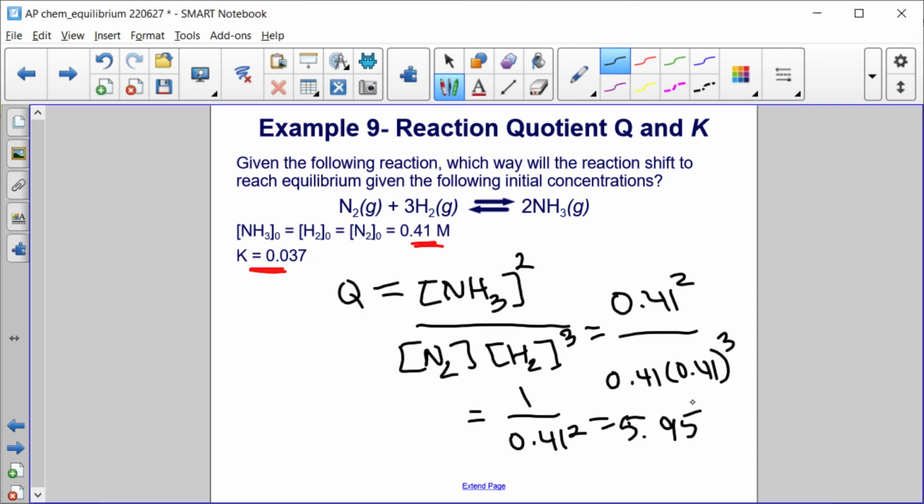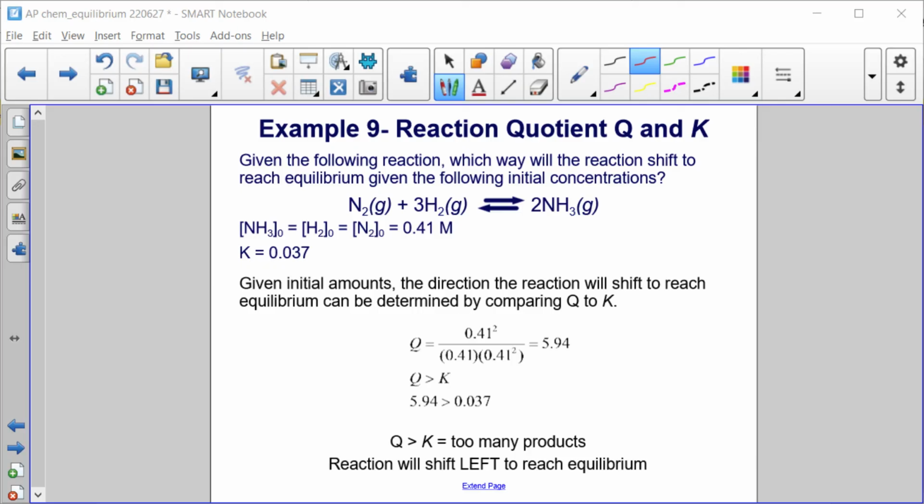Okay, so we'll review the answer on the next slide, where we compare this value of Q to this value of K. All right, so given the initial amounts, 0.4 molar, and this value of K, 0.037, the direction the reaction will shift to reach equilibrium can be determined by comparing Q to K. On the previous slide, we calculated Q to be 5.94, but you can see the calculation here again. In this case, Q at 5.94 is greater than K at 0.037.